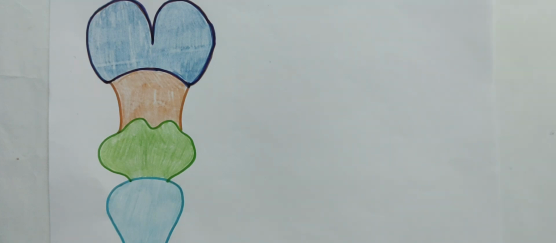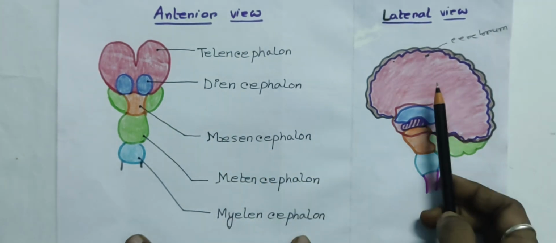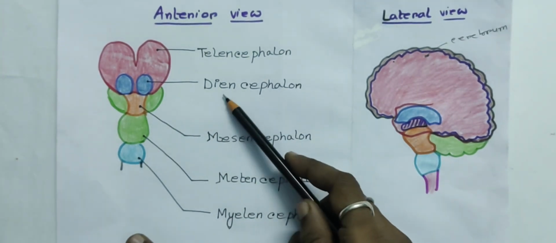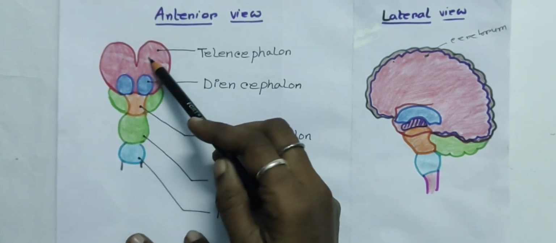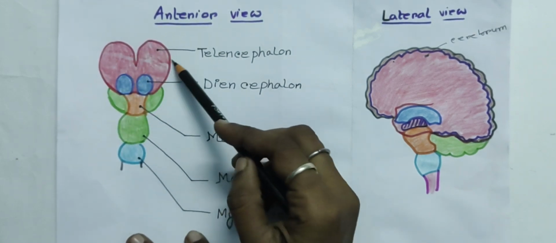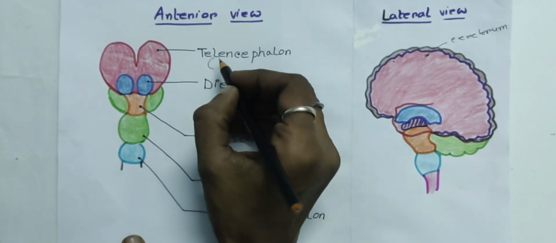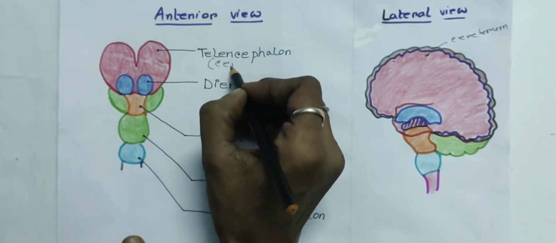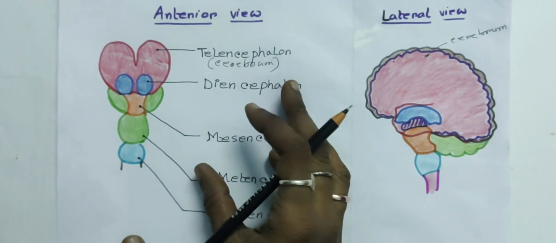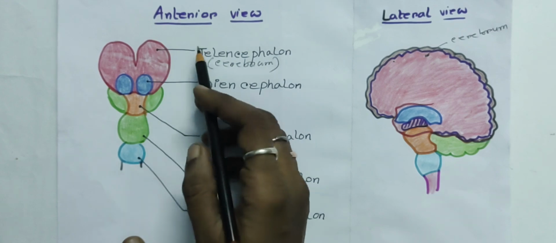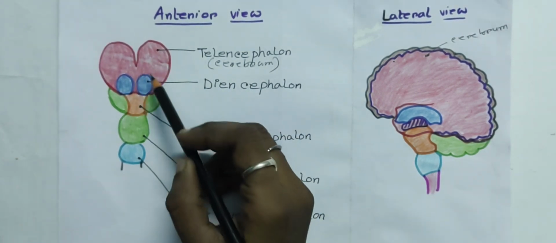Now look at the picture. This is the anterior view and this is the lateral view. First come to the anterior view. This is two parts of the cerebrum. This is called the telencephalon. Telencephalon actually consists of cerebrum. 90% of the brain comprises the cerebrum. This is telencephalon.